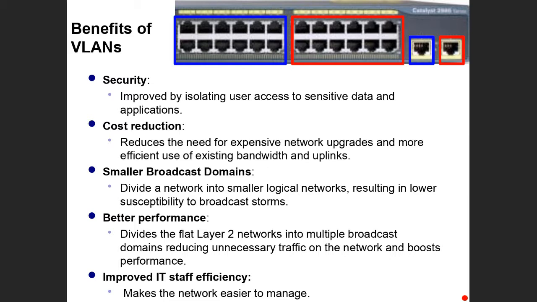You're no longer constrained to whatever hub you happen to be closest to within 328 feet, where you were in that broadcast domain. So we get smaller broadcast domains. This reduces the number of broadcasts, improves the performance of the entire network. And for us people that have to manage the IT stuff, it makes it easier for us to manage.